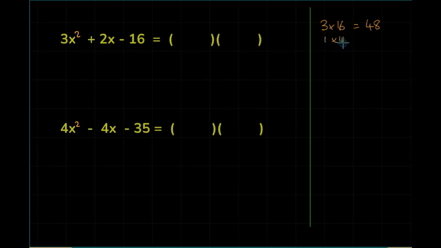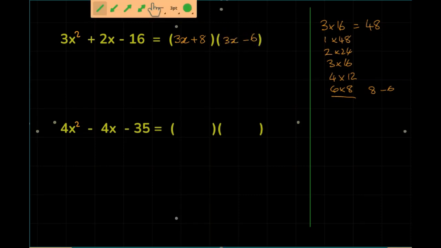Well, we could try 1 times 48. That's no good. We could try 2 times 24. No. 3 times 16. No. And 4 times 12. No, still no good. And 6 times 8. That looks very promising because 8 take away 6 is 2. So I'm going to want the plus 8 minus 6. So let's write that in. So we've got 3x plus 8 and 3x minus 6.